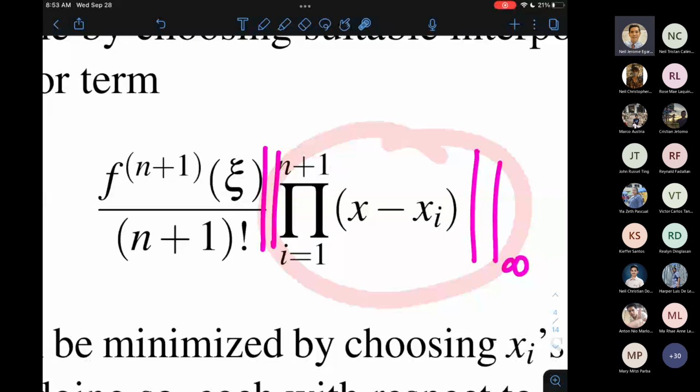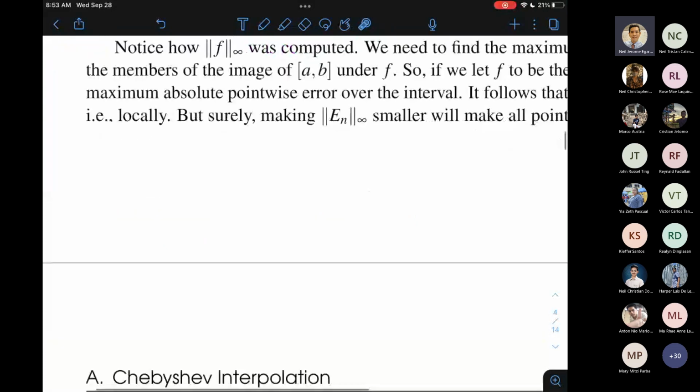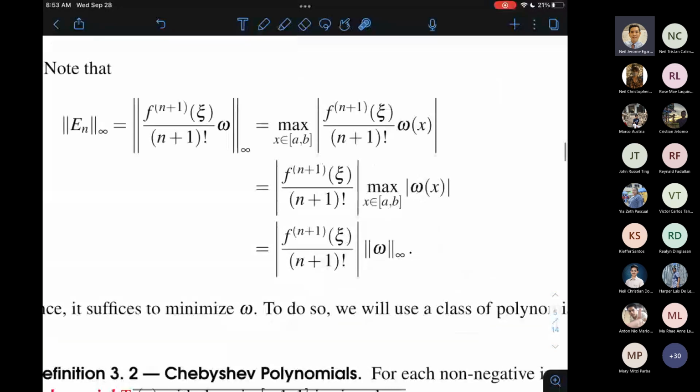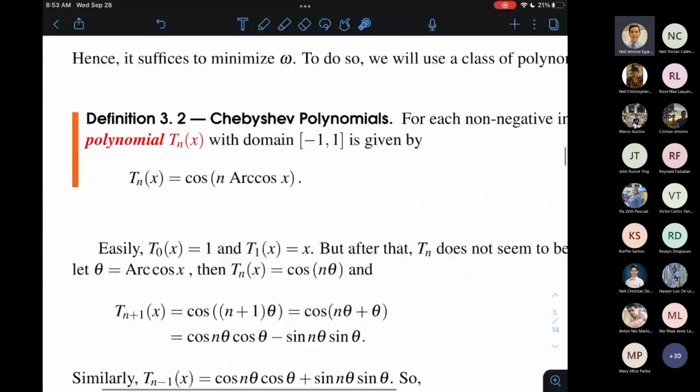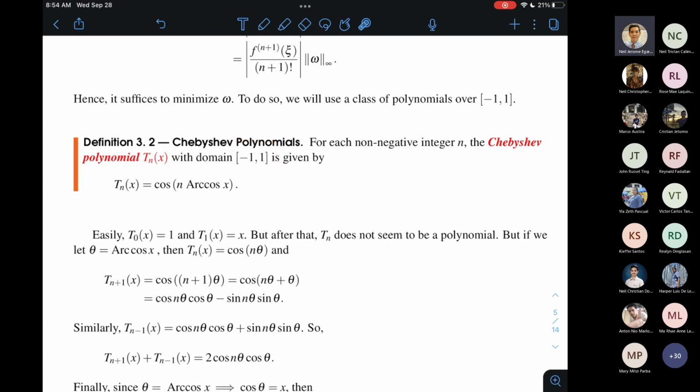Paano natin pipilian yung x sub i's? Gagamit tayo ng tinatawag natin na Chebyshev polynomials. Okay? And Chebyshev polynomials are defined in definition 3.2. Okay. Anong sabi ng definition 3.2? Pag meron kang non-negative integer n, ang Chebyshev polynomial of degree n, denoted by t sub n of x, ay yung polynomial na ang domain niya ay the closed interval negative 1 to 1, and t sub n of x equals cosine ng n arccosine ni x.